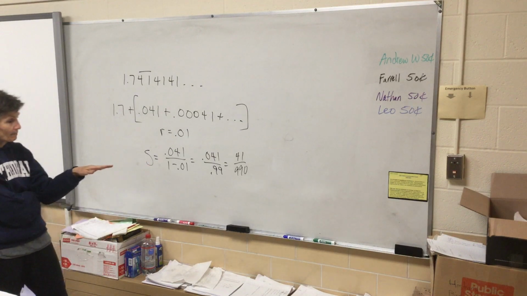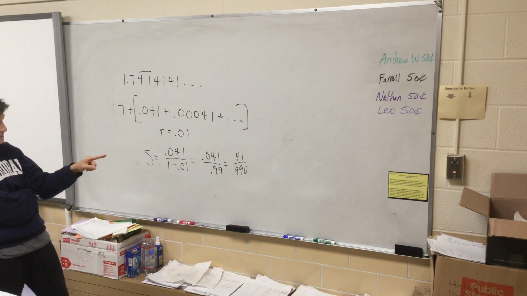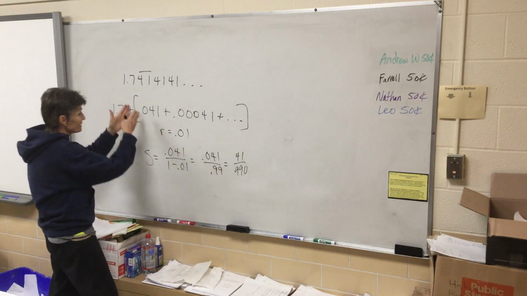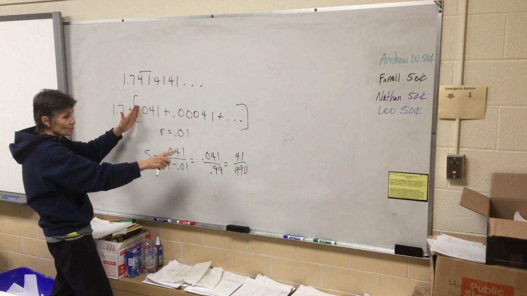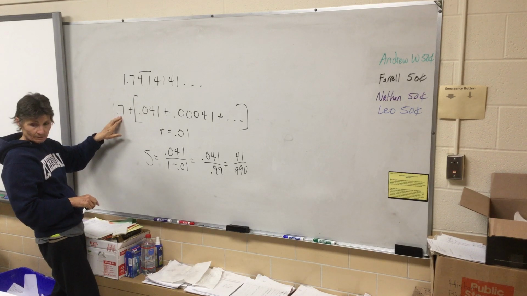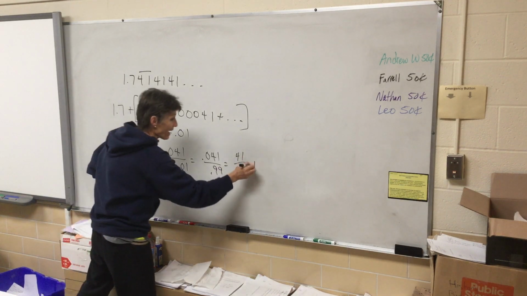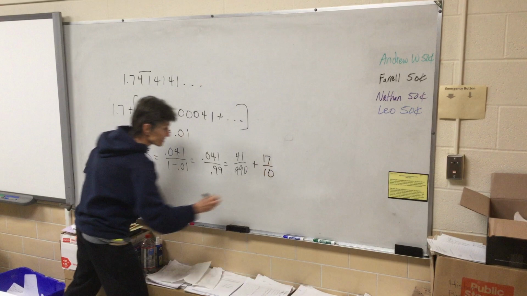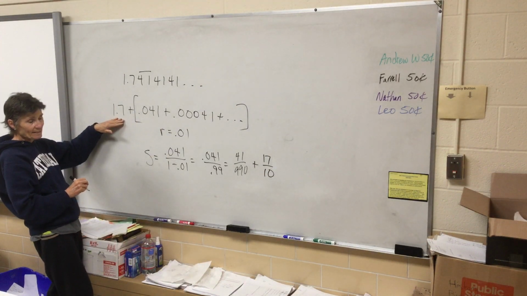Don't reduce it yet, because what do we still need to do? That is the bracket. Don't we still need to add in this guy right here? So we're going to add 17/10. This is 1.7 or 17/10.